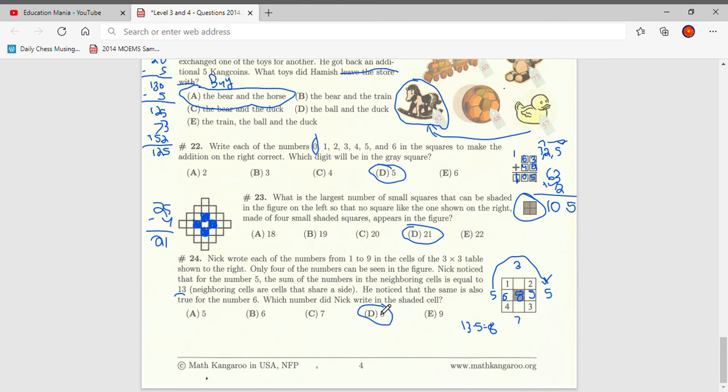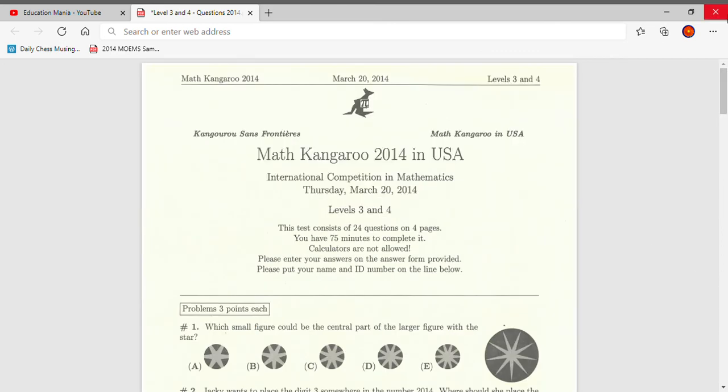So we're finished with the 2014 Math Kangaroo Levels 3 and 4 USA test. With the 5-point problems, we finished.